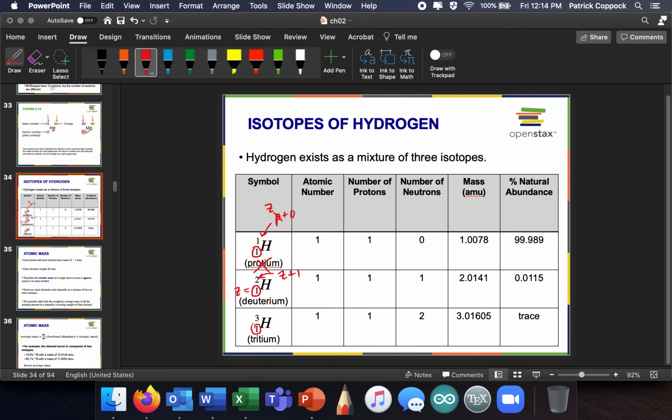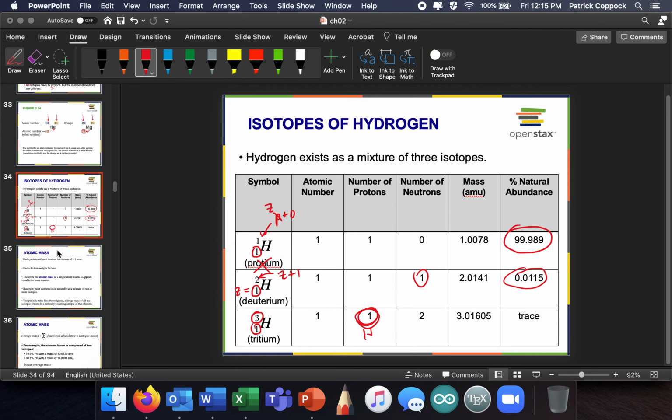So it looks like deuterium has 1 neutron, right? And here's one with a mass number of 3. Well, since it's hydrogen, it only has 1 proton, therefore, it must have 2 neutrons. And this is very, very low prevalence in nature, right? So it's almost all hydrogen. 99.989% of hydrogen has got 0 neutrons. Some of it, a very small amount, has got 1 neutron, and even less than that has got 2. All right, but here's an example of how we build out that symbolism with isotopes of hydrogen.